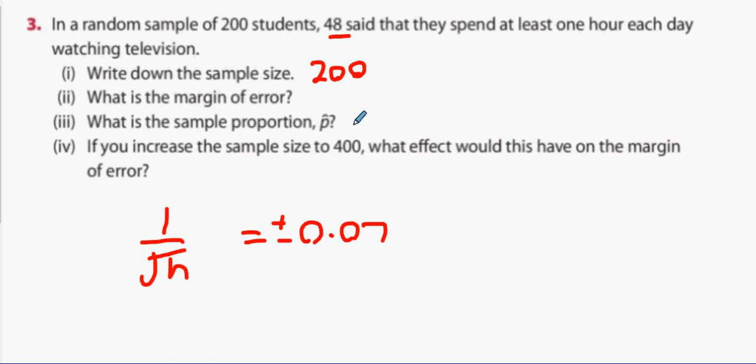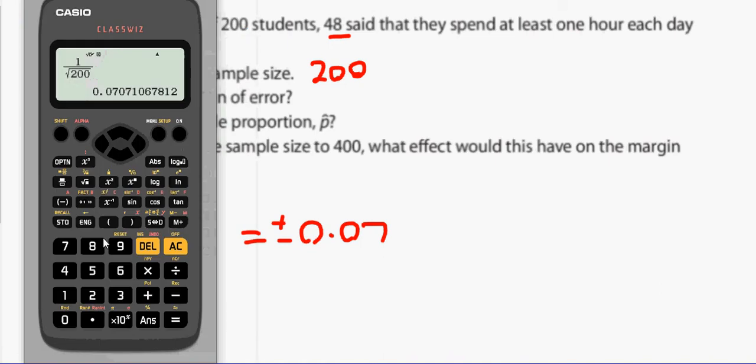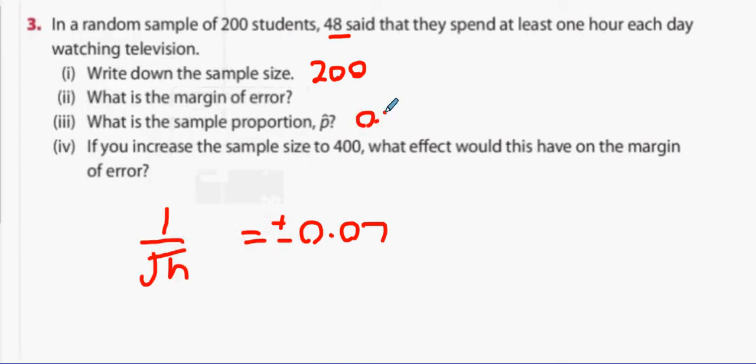What is the sample proportion? The sample proportion is 48 over 200. So 48 over 200 in decimals will give you what we're claiming is 24%. Okay? So 0.24 is 24%. Everybody cool with that? But our margin of error states that it actually could be 24 take away 7 or as high as 24 plus 7.